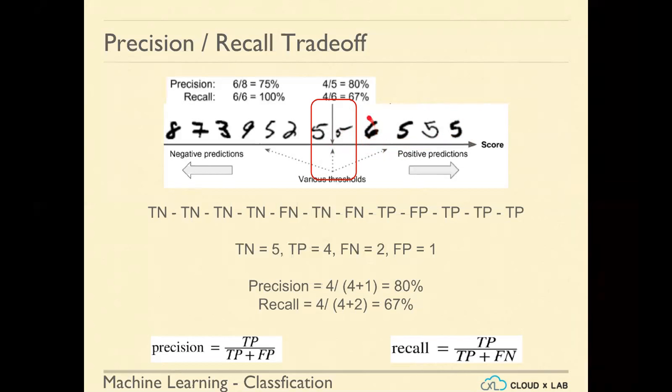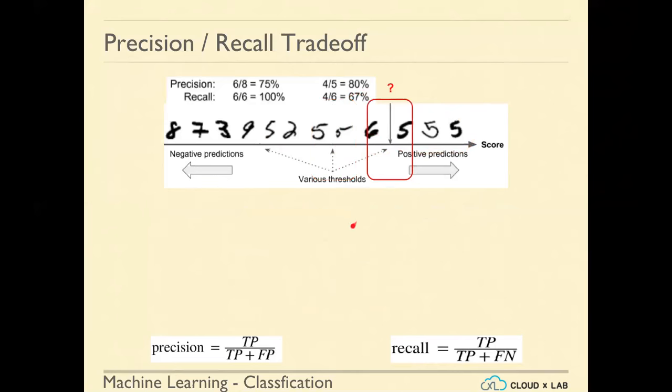So here you can see that 4 by 5 is what our precision is, while 4 by 6 is the recall rate. We were able to recall 4 out of the total number of 6 5s, right? And therefore the recall rate is going down. We are not able to recall all the numbers. So if we increase the threshold further, right?